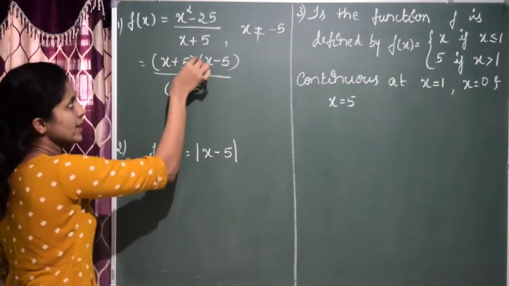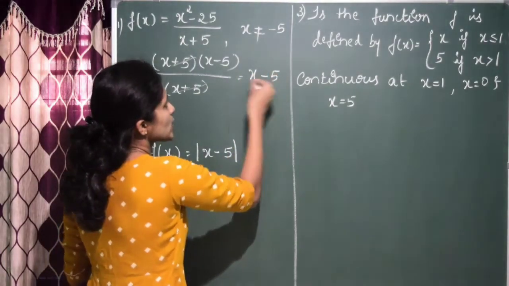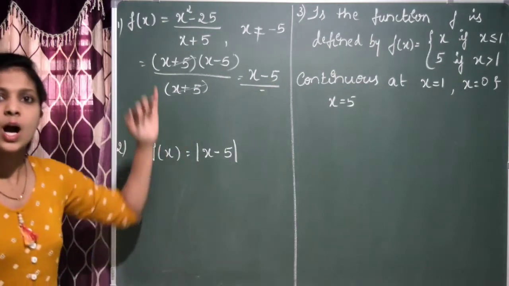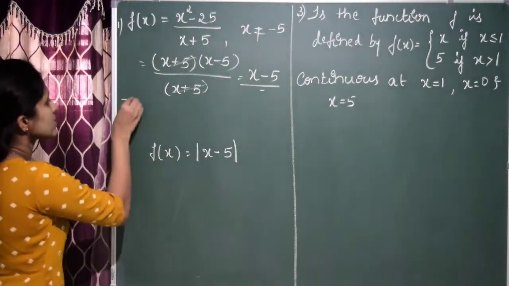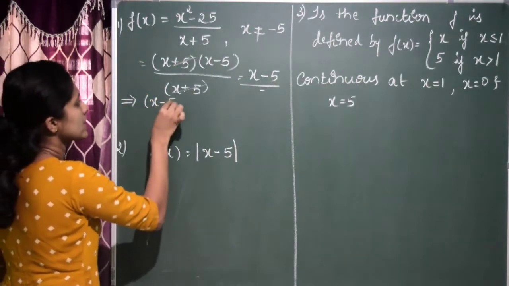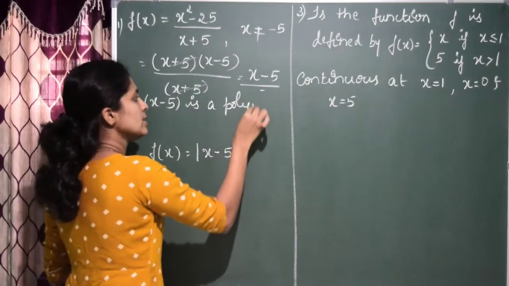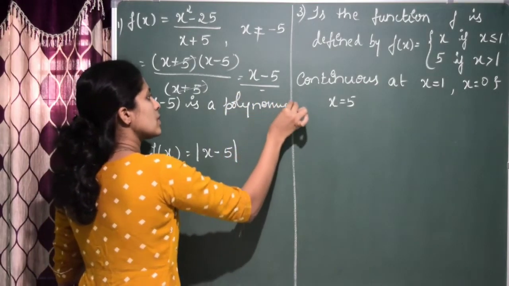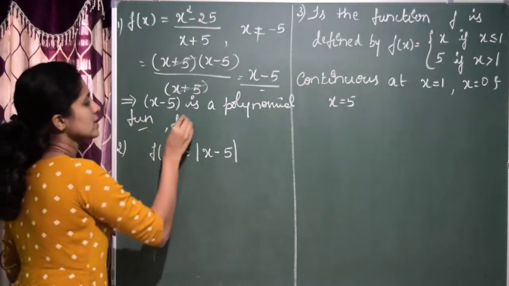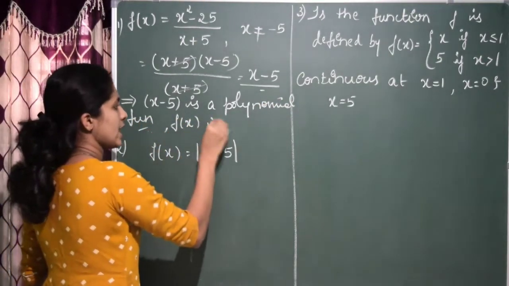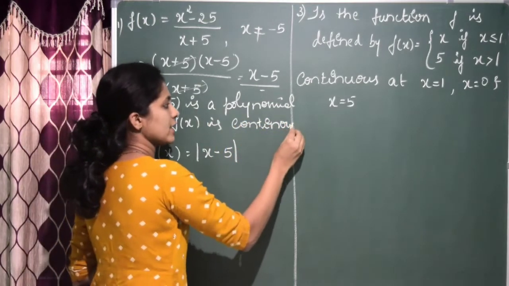So the x plus 5 and x plus 5 will get cancelled. So this is equal to x minus 5. Since the function f of x is a polynomial function, directly you can say that this function is continuous. Why? Since x minus 5 is a polynomial function, f of x is continuous at every point of its domain.